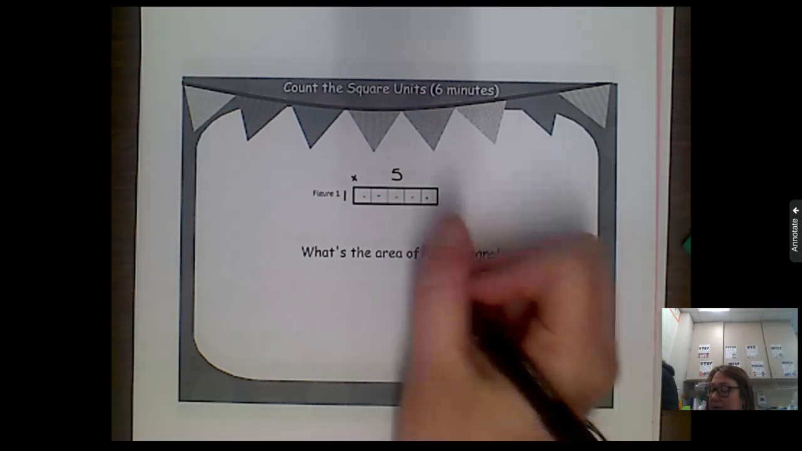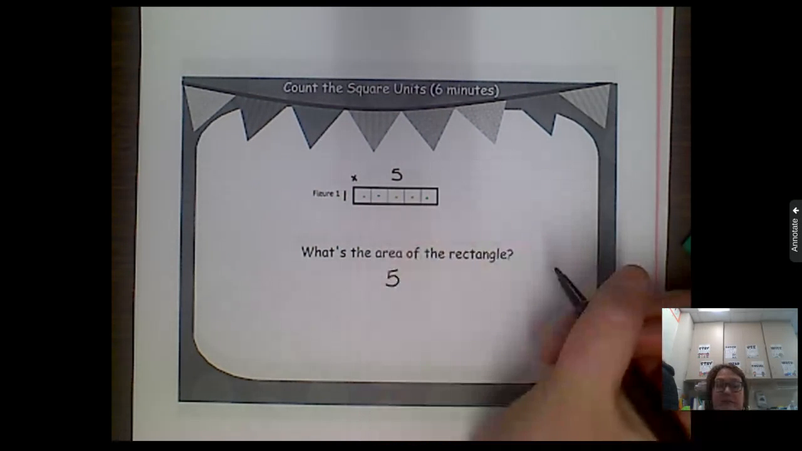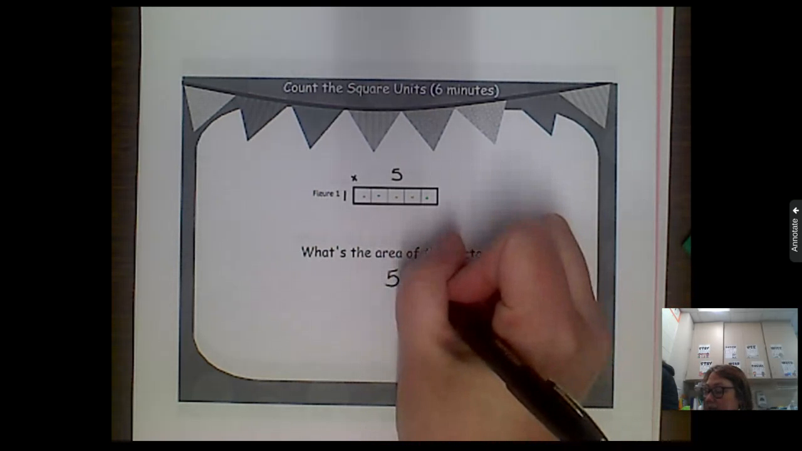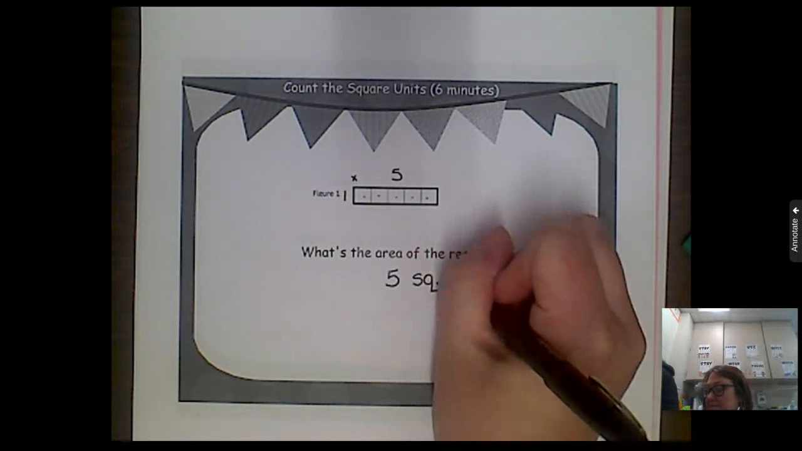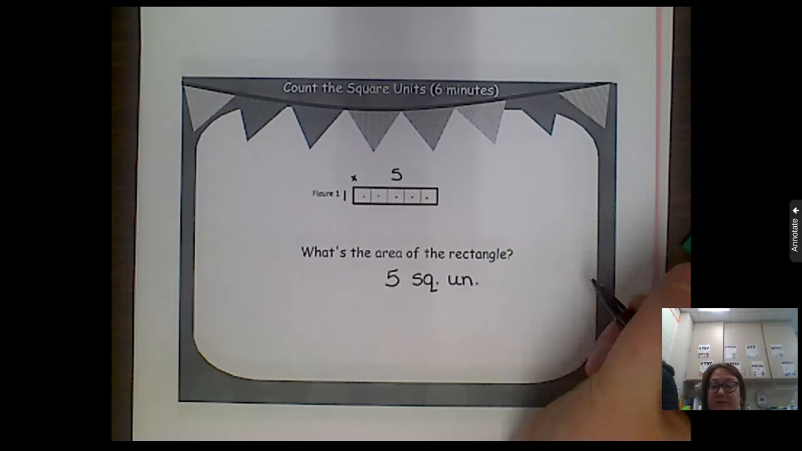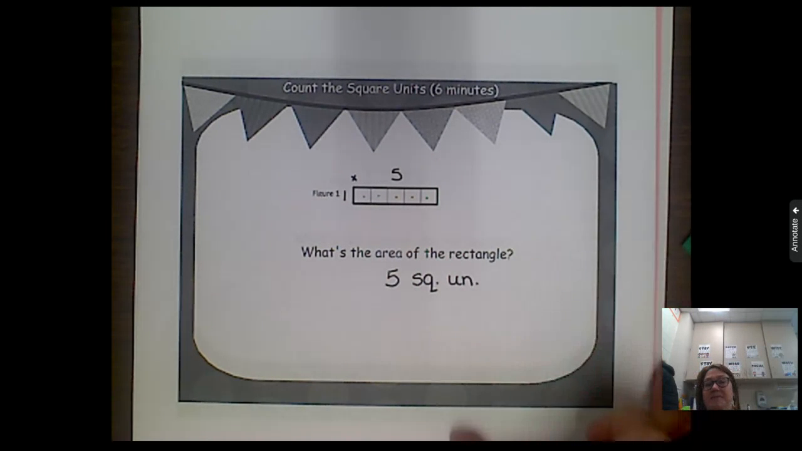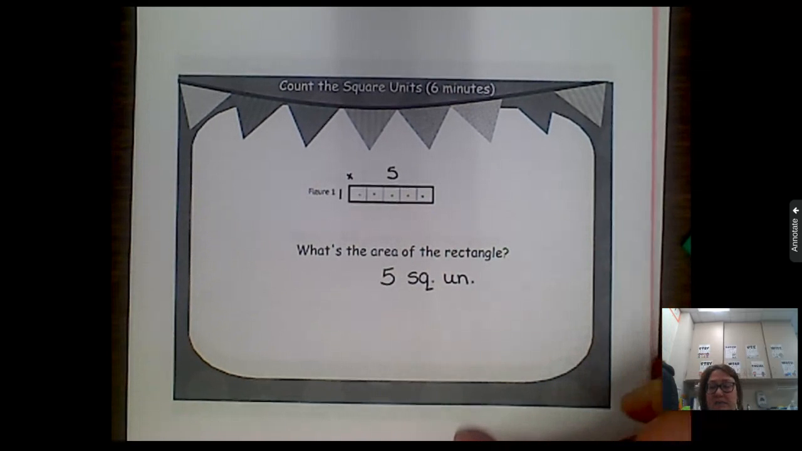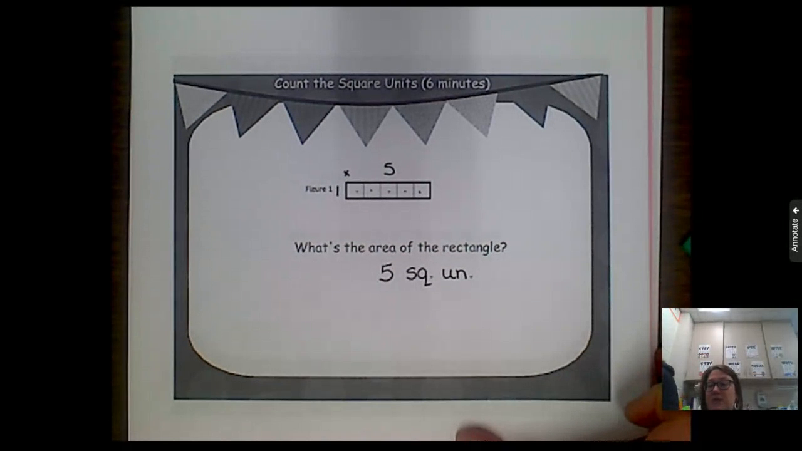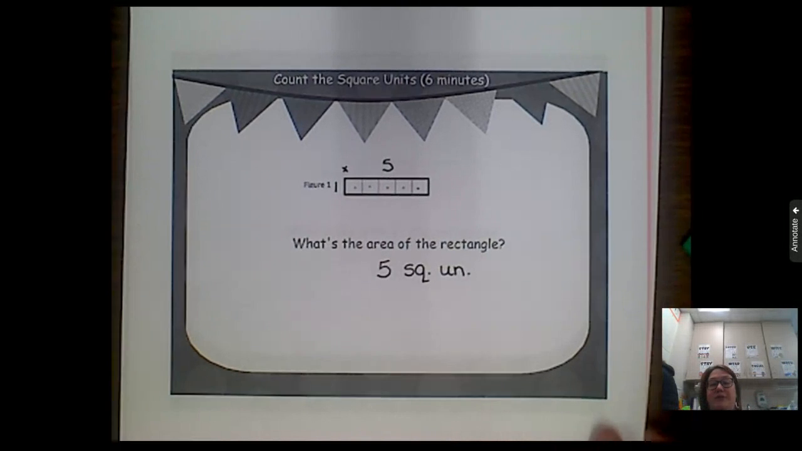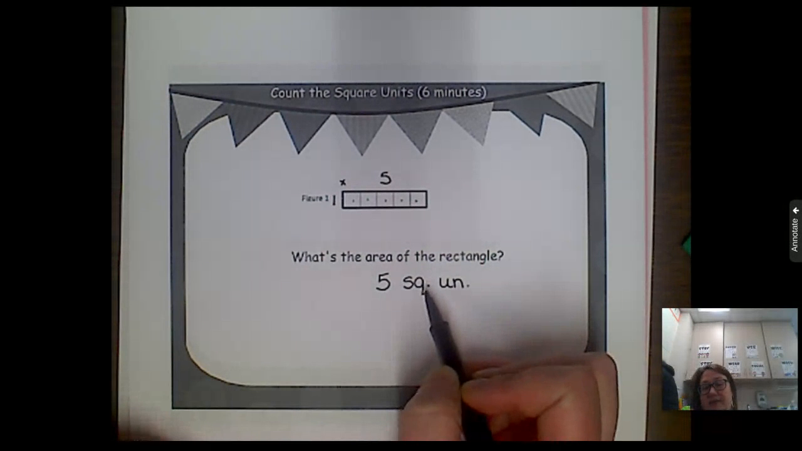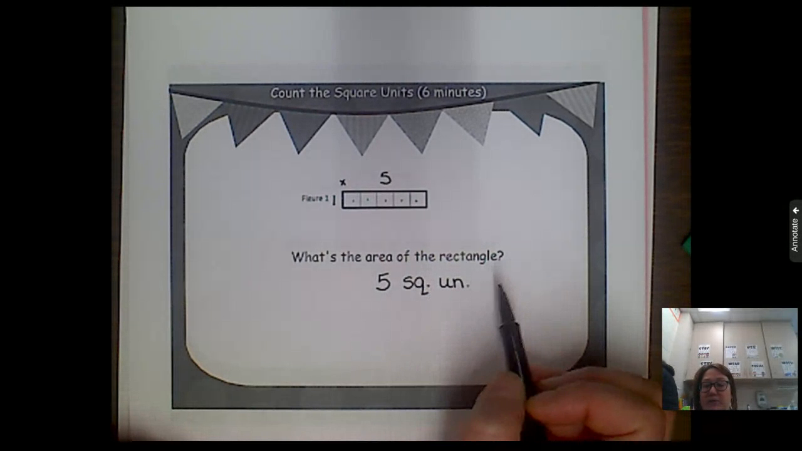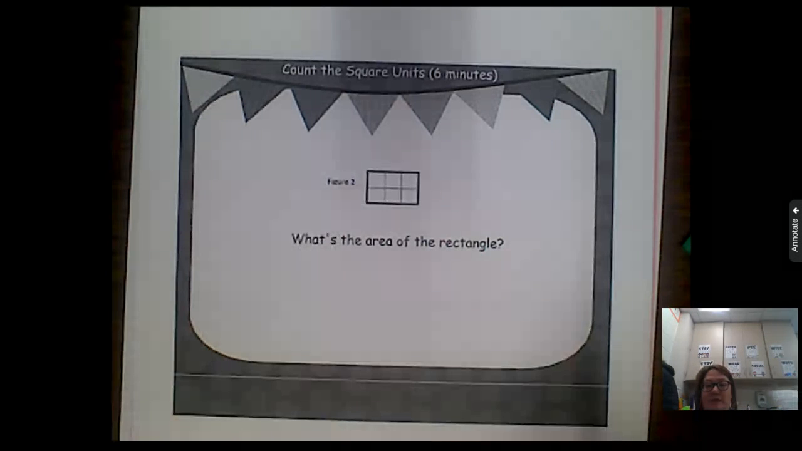So the area of the rectangle, with both methods that we used, would be 5 square, and it doesn't tell us what unit it is, so we would say 5 square units. Remember yesterday we talked about if it doesn't say whether it's square inches or square centimeters or square feet, we would just label it as square units. SQ is the abbreviation for square, and UN is the abbreviation for units. Let's look at the next one.